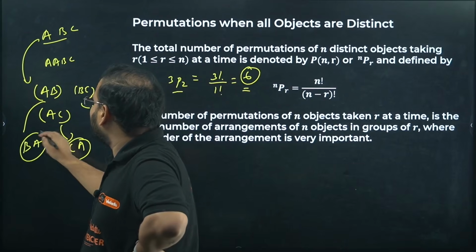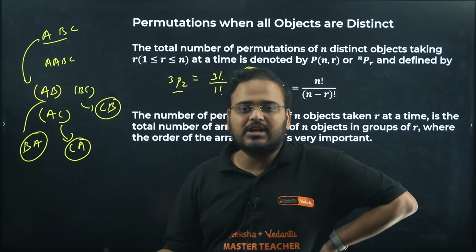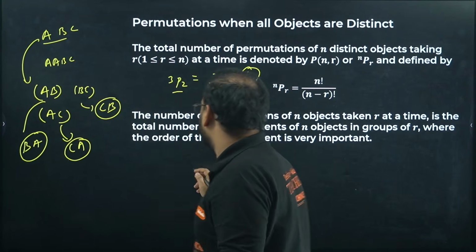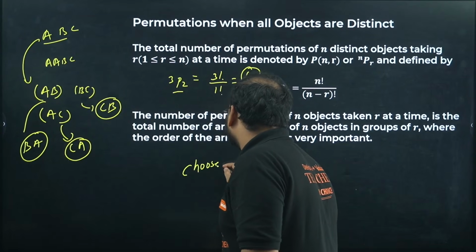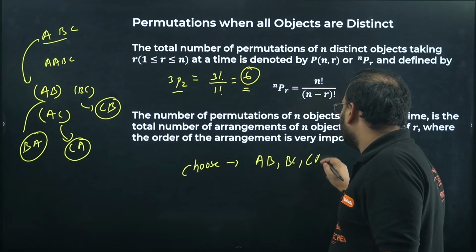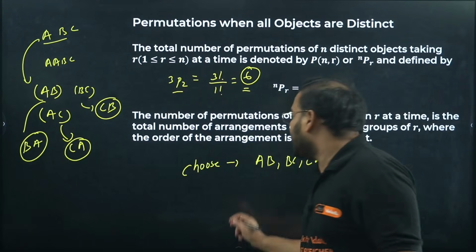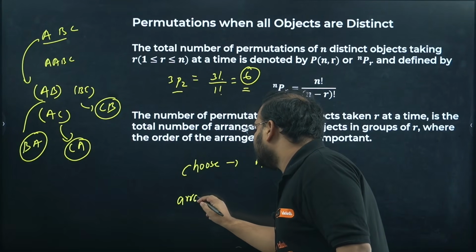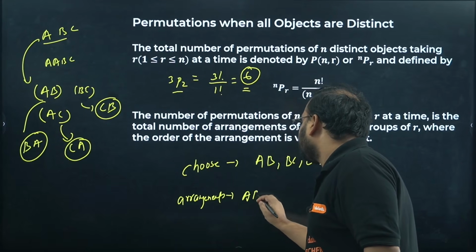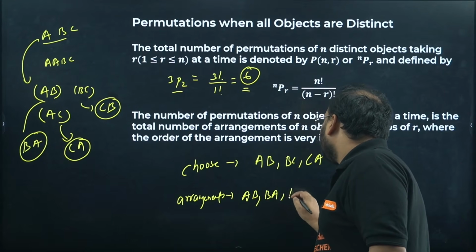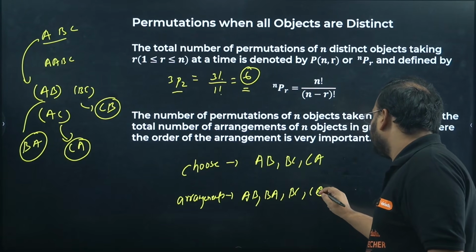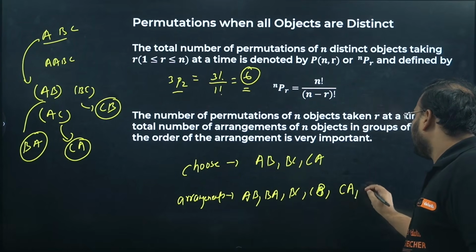So what we went with right now was the logical understanding, which is choosing. Yes, the word was choosing. When I chose 2 at a time, I got AB, BC, CA. Please understand this. If I choose, I get only 3 combinations: AB, BC, and CA. But if I look at the arrangements, then we have 3 more. We have AB and BA, BC and CB, and when we had CA, I had AC also.